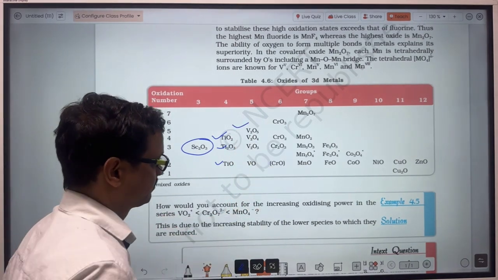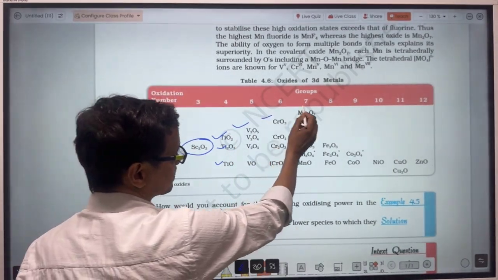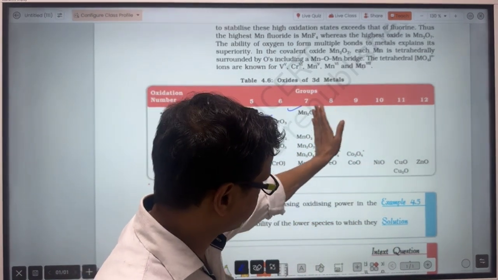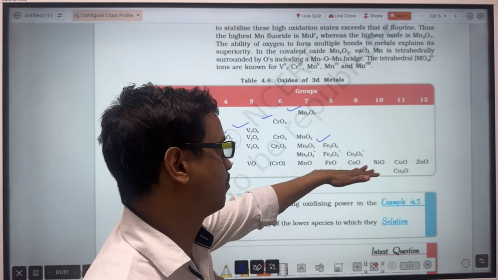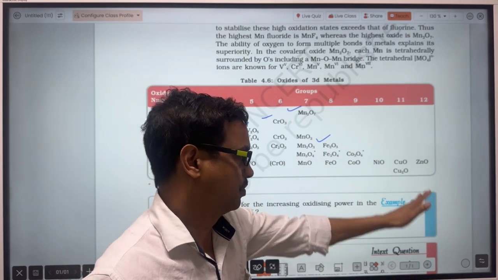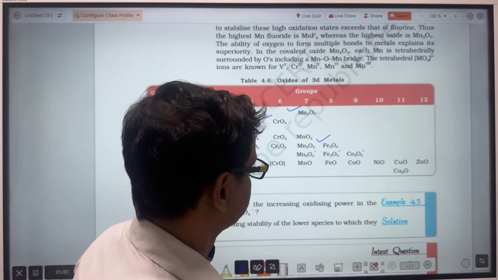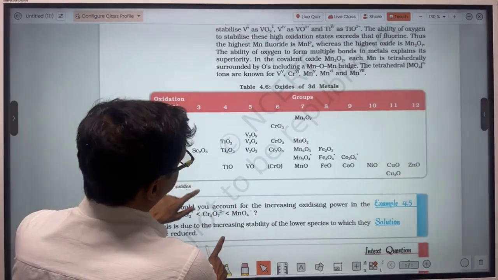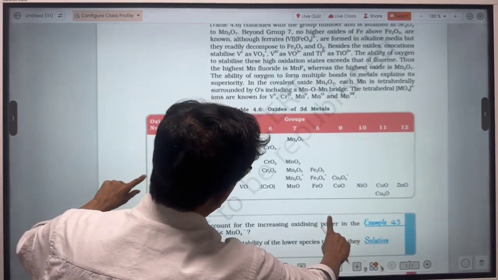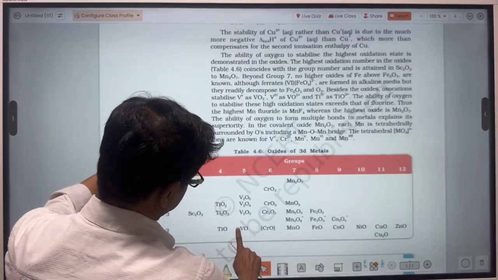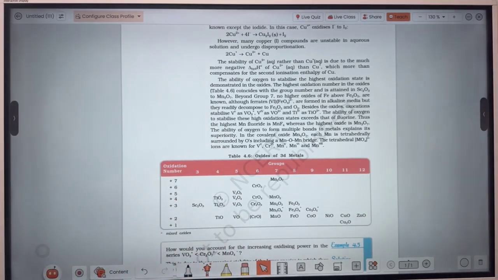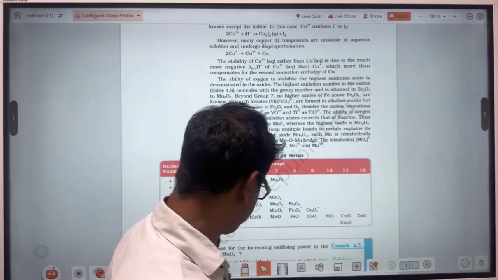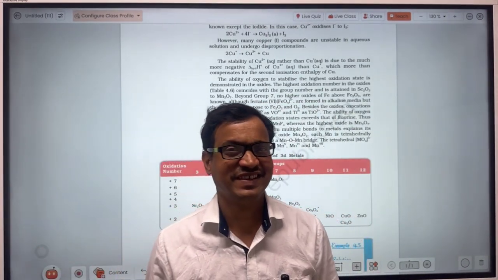Vanadium shows +2 to +5, chromium +2 to +6, manganese +2 to +7. After iron, they don't show more than +3 oxidation state. Okay, what's the reason here? Why do the transition metals show higher oxidation states when they combine with oxygen compared to halogens?